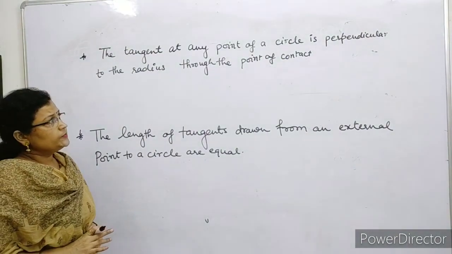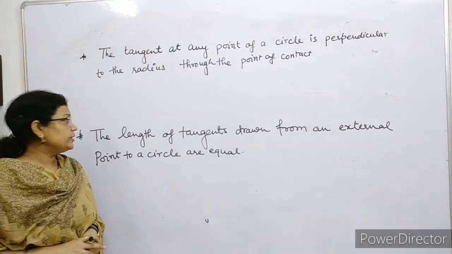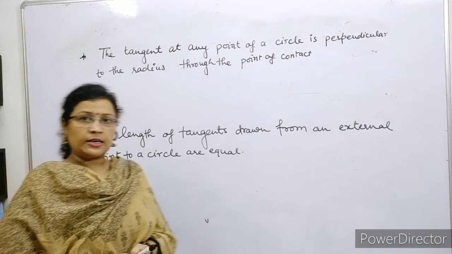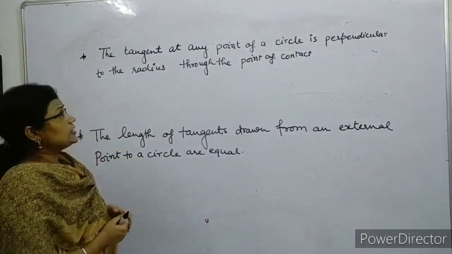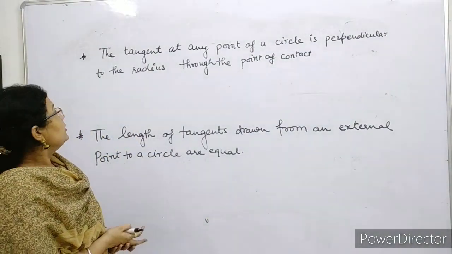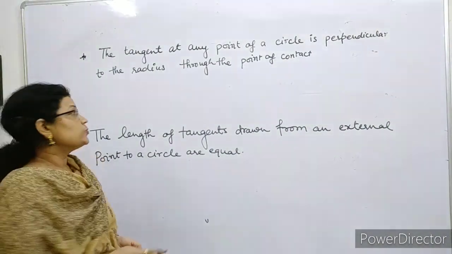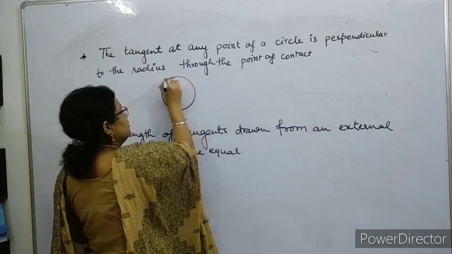Now students, you can see here there are 2 points I have written. Actually, these are not points. These are the theorems of the circle chapter. Okay. The first one is: the tangent at any point of a circle is perpendicular to the radius through the point of contact. Now what is the point of contact? We will see here.